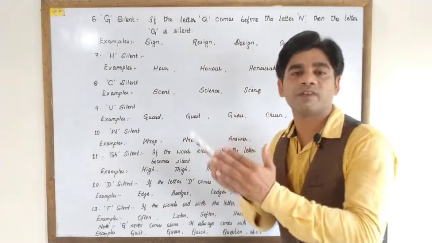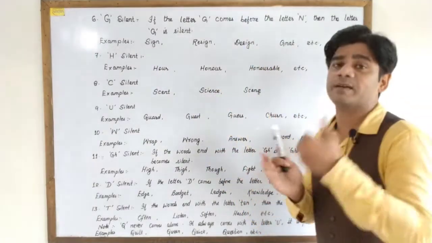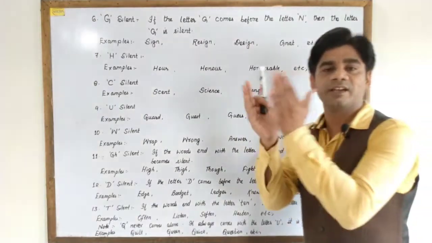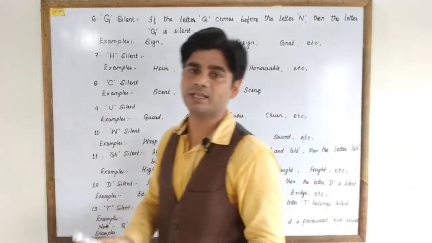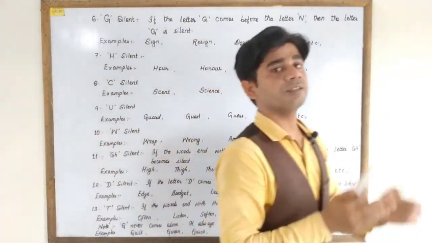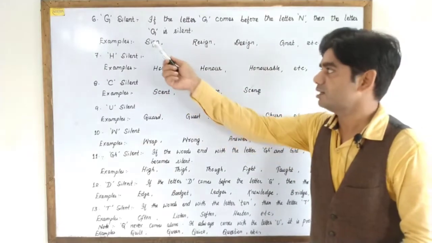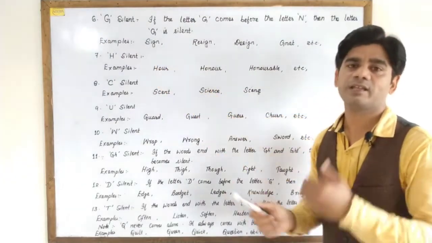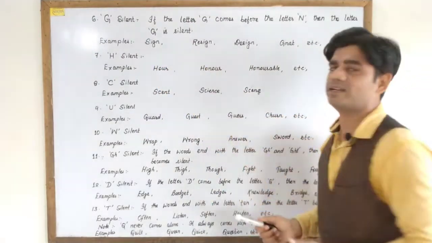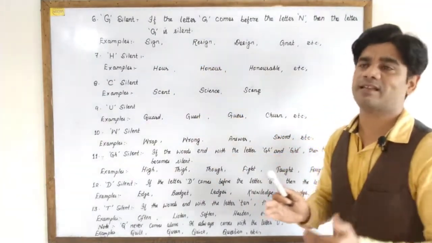Now we are moving to the next silent letter, G silent. We will understand it now. When the letter G comes before the letter N, then the letter G becomes silent. So we will understand this with some examples. SIGN, sign. Here there is a letter G and it comes before the letter N, so G is silent. Sign.